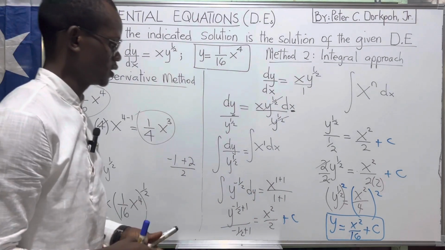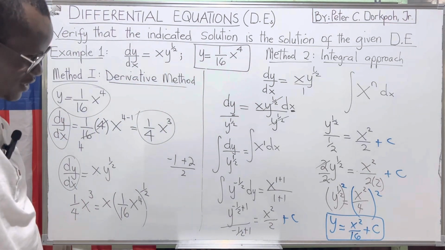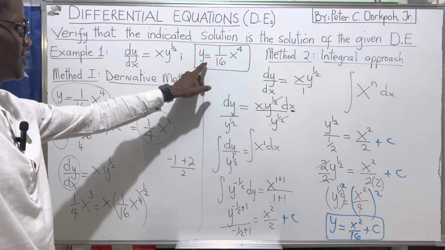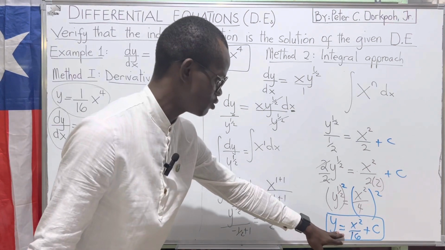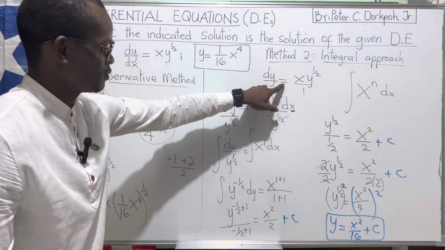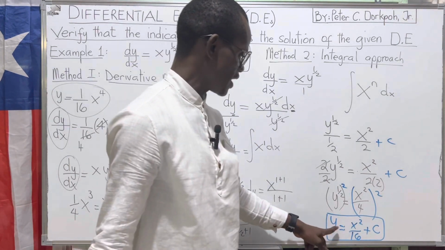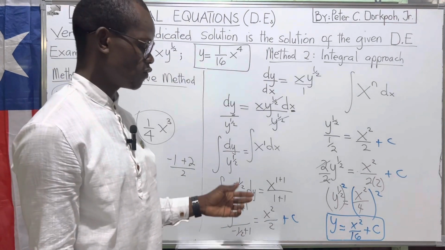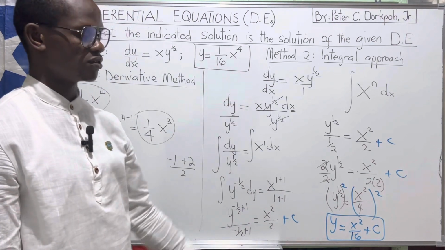So you see? It had been verified that this is actually a solution to this differential equation. Because if you use this solution and you differentiate, you will come back to the same thing, right? The derivative of c is just equal to 0. So even if it is y equals x squared over 16, or it is y equal to x squared over 16 plus c, it makes no difference because the derivative of c is just equal to 0.